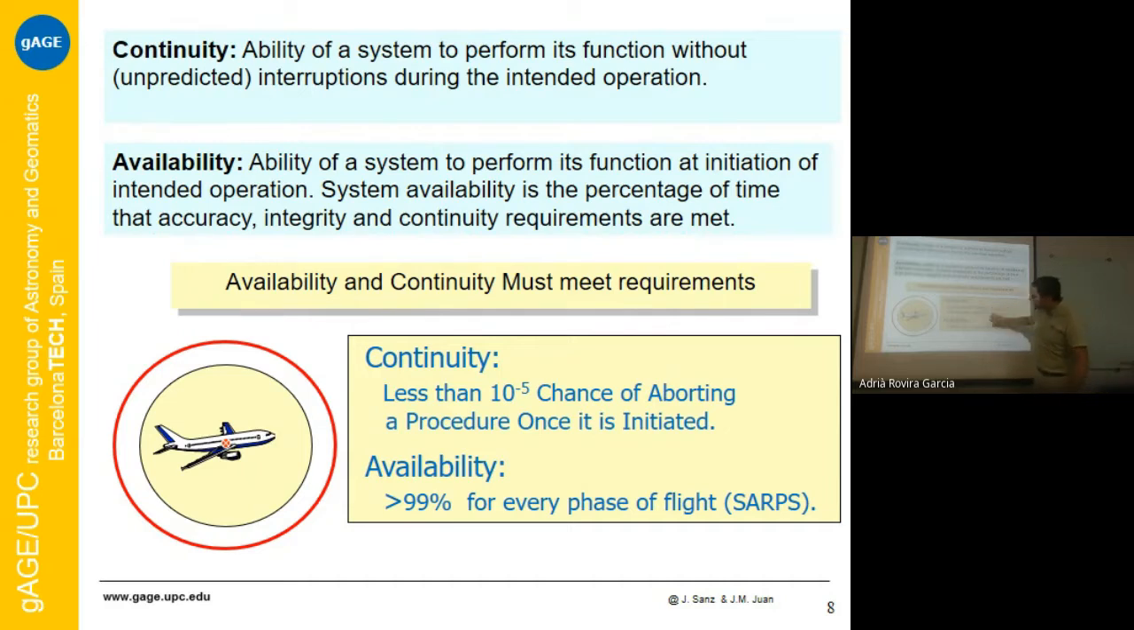Here you can see the numbers. For the continuity requirement, we need 10 to the minus 5. So 1 every 100,000, 1 epoch, or 1 second every 100,000. This is the probability of aborting the procedure, for example, the landing. And for the availability, we will see that the requirement is very, very high. More than 99%. We will see how many nines we have for the system to be working.